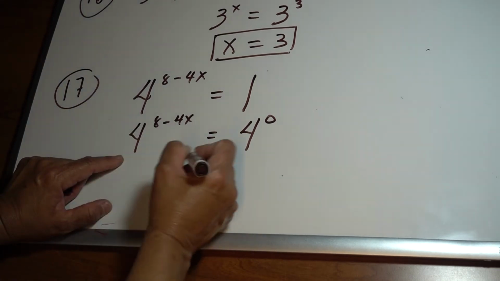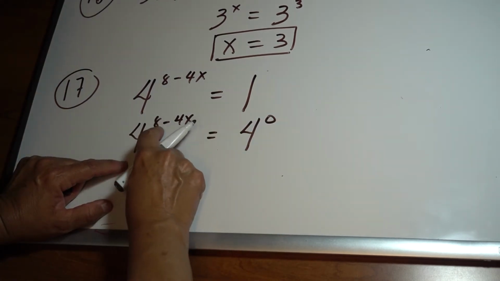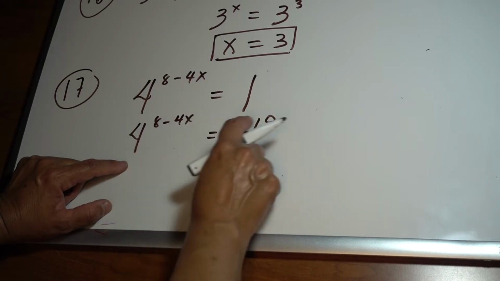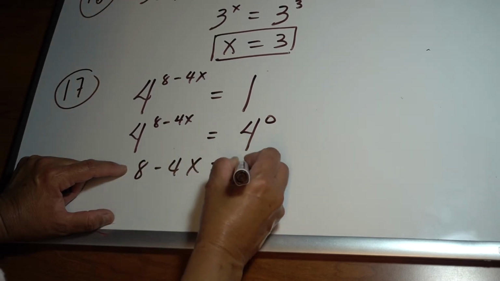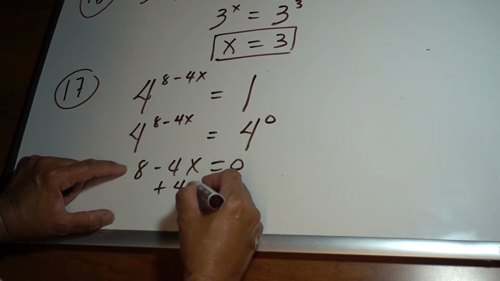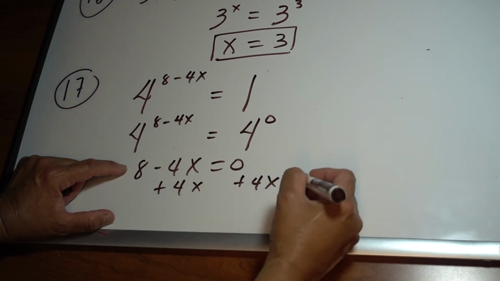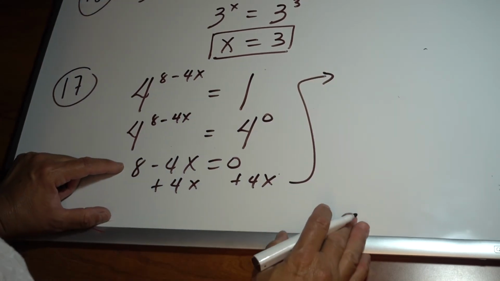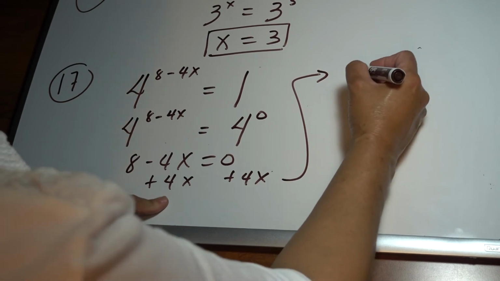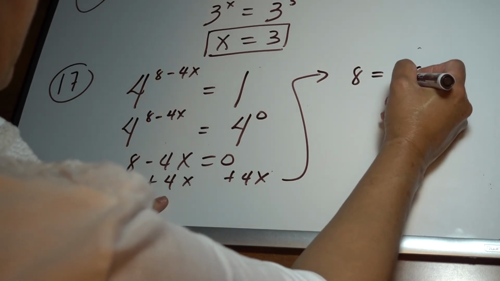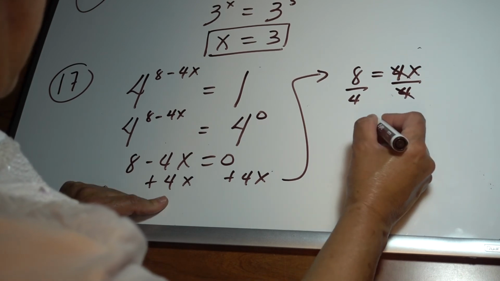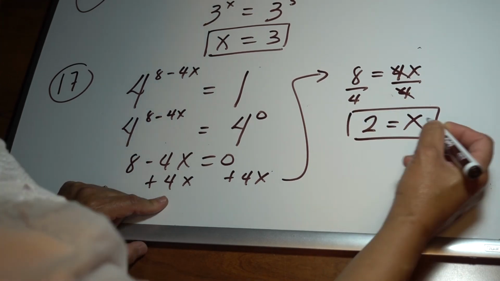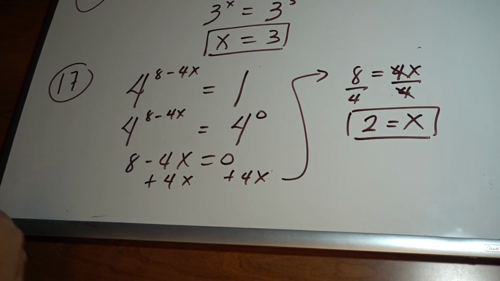So from here, we eliminate the 4s, and we have just set 8 minus 4x to 0. So it's 8 minus 4x equals 0. From here, we just add 4x to both sides, and we have 8 equals 4x, and divide by 4, x equals 2. That's number 17.